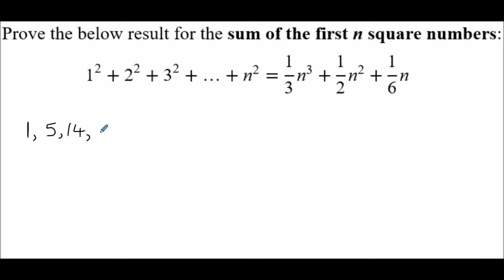So the fourth number, we add on 4 squared. That'd be 30. Then plus 5 squared is 55. Plus 6 squared, plus 36, gives us 91. And then plus 7 squared, plus 49, gives us 140. And so on and so on. Okay, so when n is 1, we have that, 2, 3, 4, 5, 6, 7, and so on. So for example, the sum of the first 6 square numbers would be 91.